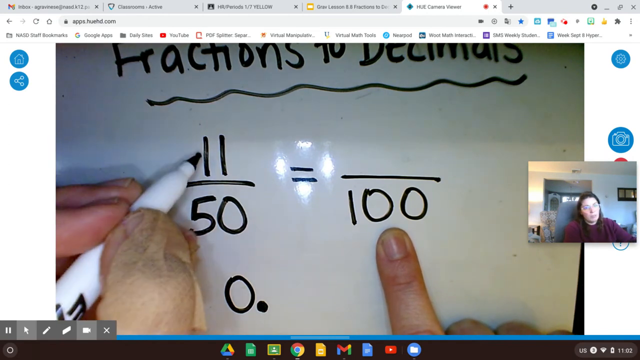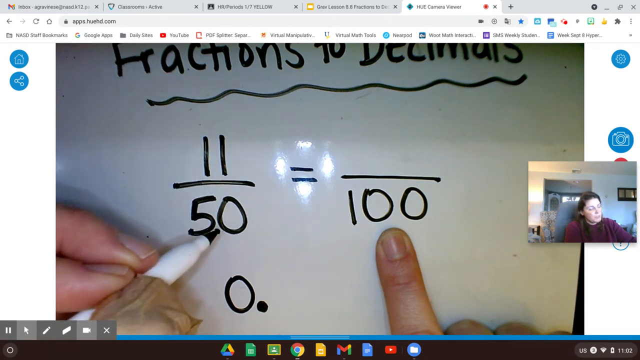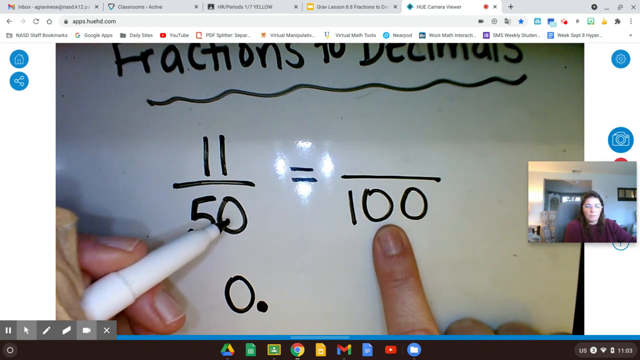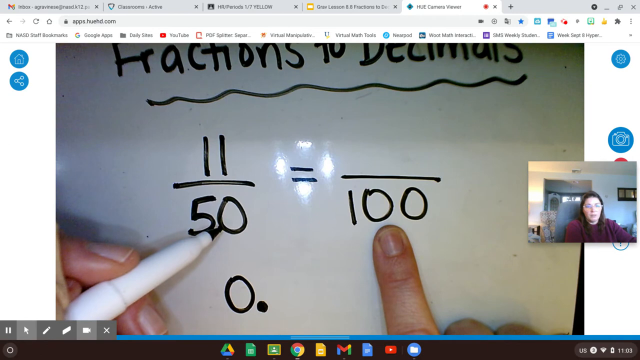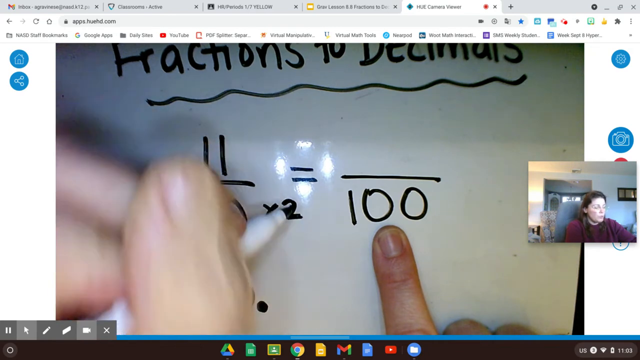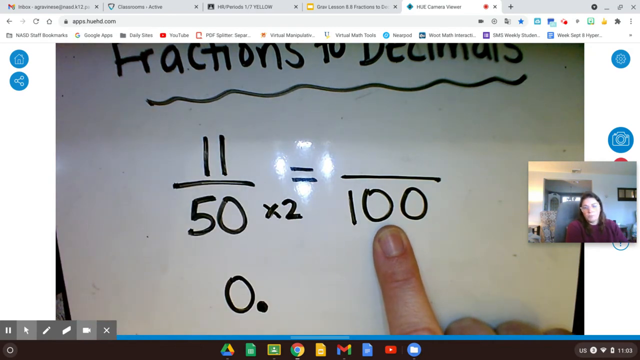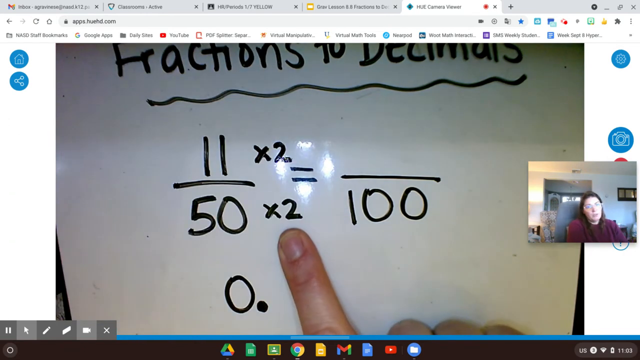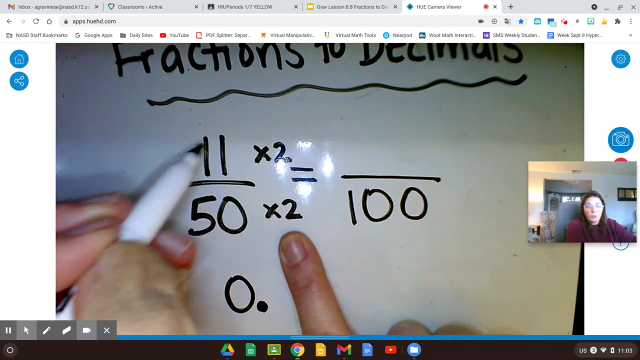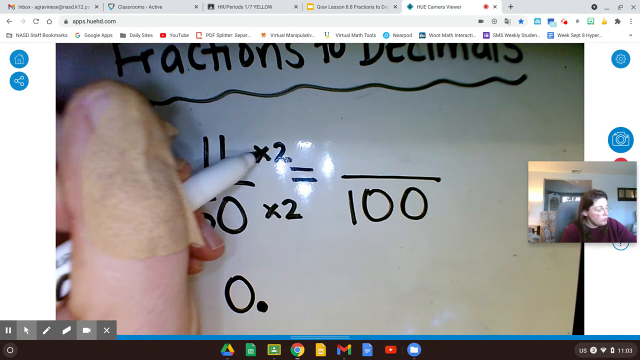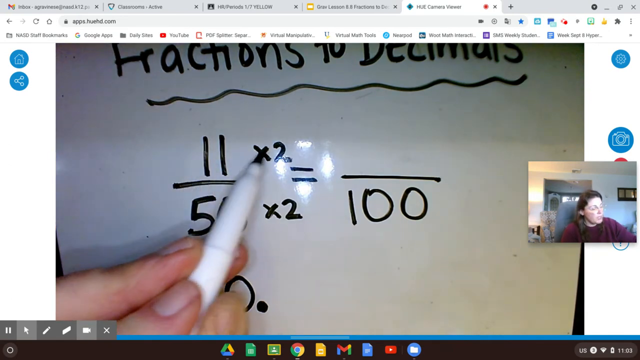Aha, now I can easily make an equivalent fraction. Because I'm thinking, if I multiply 50 by something, I can get 100. What do I have to multiply 50 by to get 100? Aha, 50 times 2 gives me 100. And remember, what we do to the denominator, we then have to do the exact same thing to the numerator. That way, it keeps the fraction value the same. If I switch these two numbers, then I'm changing the value of that fraction. So I need to multiply my numerator by the same number. 11 times 2 gives me 22.